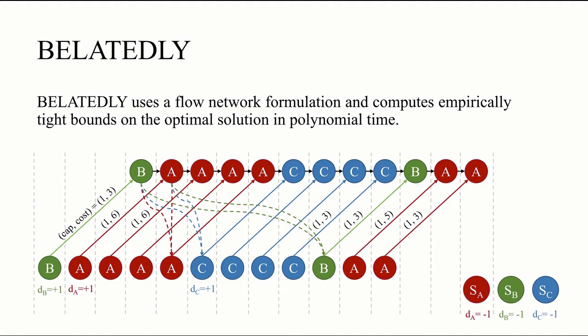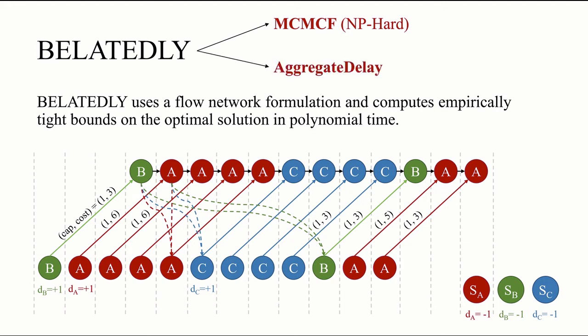Unfortunately, I don't have time to explain the flow formulation in detail, but there are two key points about it that are worth noting. First, it's based on a multi-commodity min-cost flow problem, the integer version of which is NP-hard. And second, the formulation introduced us to the notion of aggregate delay, a key component of our online algorithm. I'll come back to this in a few slides.